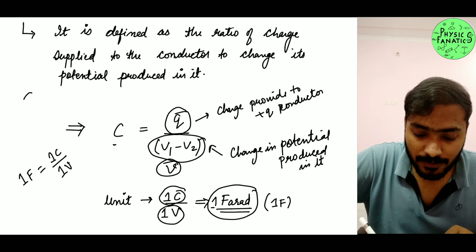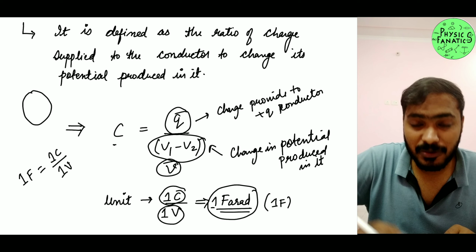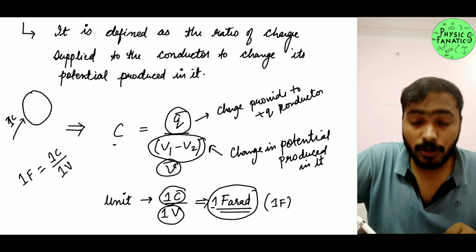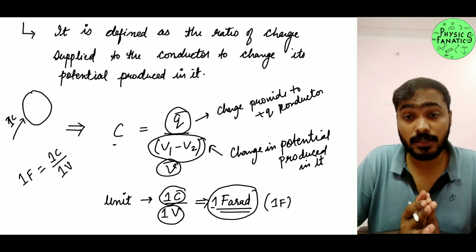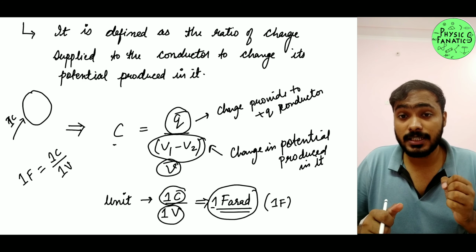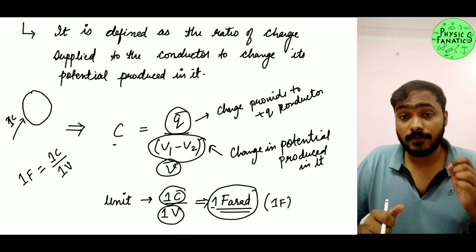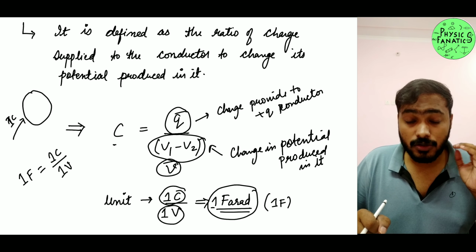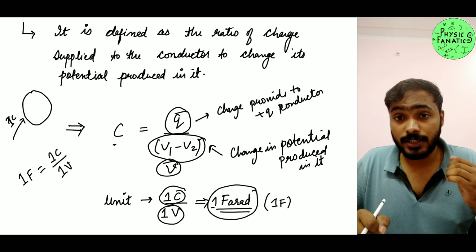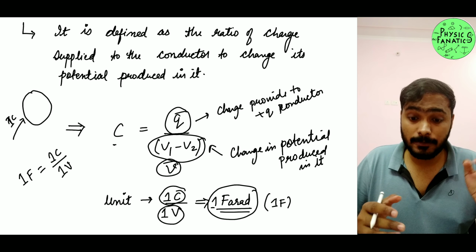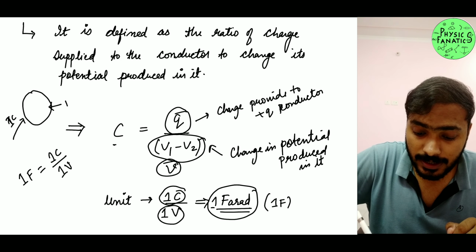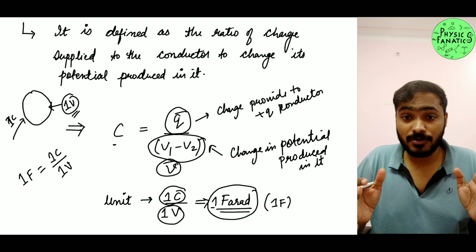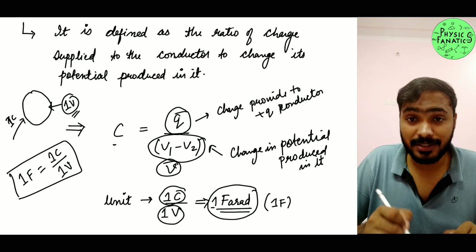So basically I have a very magical conductor or capacitor. I'm providing it with 1 coulomb charge. Now we all know 1 coulomb is a huge charge. In 1 coulomb of charge there will be 6 into 10 to the power 18 electrons. So you're providing it that much charge, and even after providing that much charge, the potential of this conductor increases by only 1 volt. So that is a very good capacitor we have here.